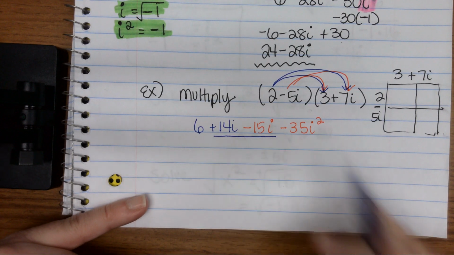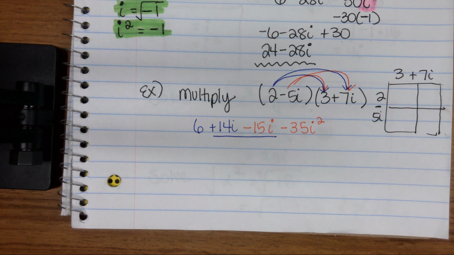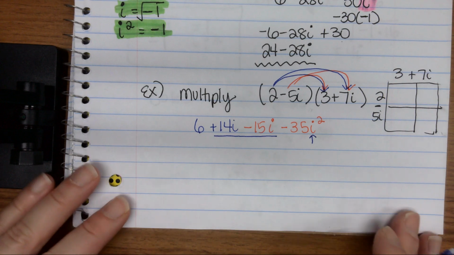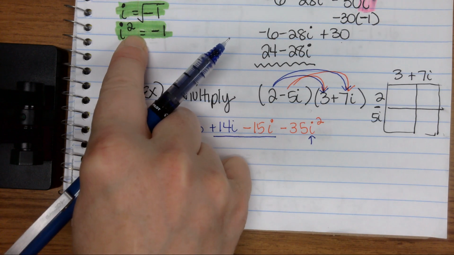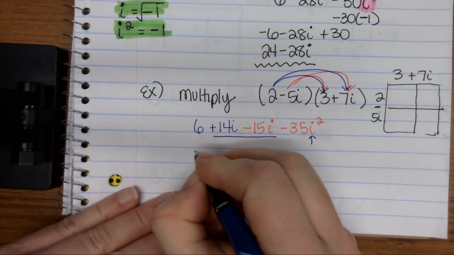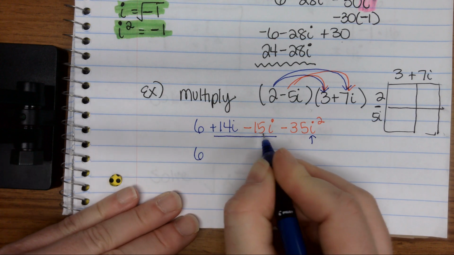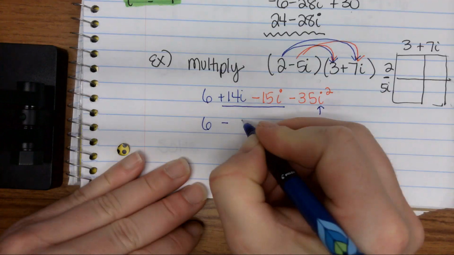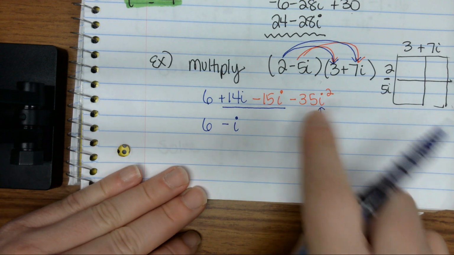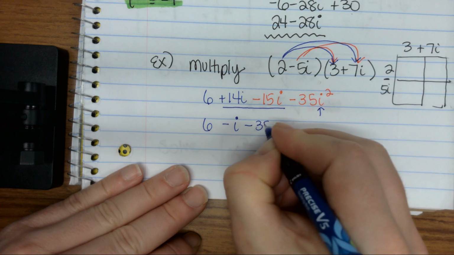So on my next step, I'm going to add those together, and I'm also going to take out this i squared. And remember, above we can replace i squared with a -1. What that's going to allow me to do is add some more like terms. So we have 6. 14i minus 15i is minus 1i, or minus i. And this becomes minus 35 times a -1.